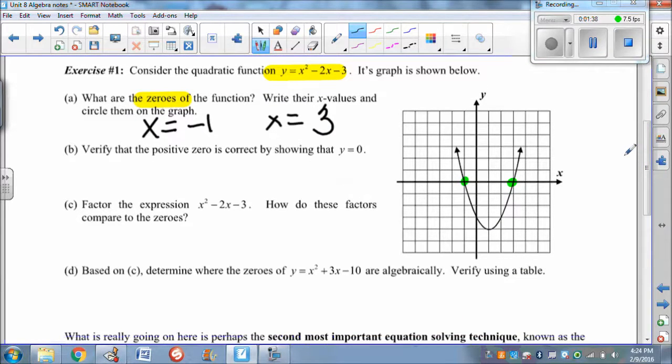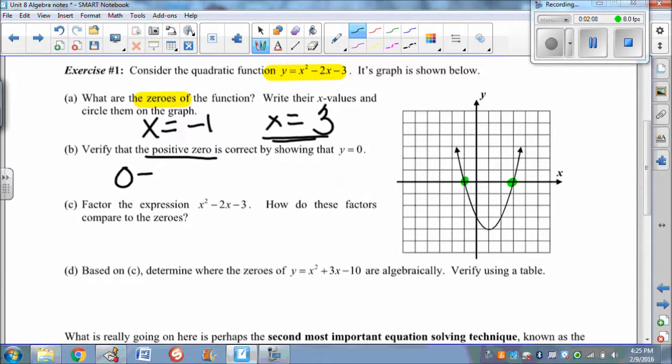So you want to sit and think, okay, eventually we're going to get to where those zeros come into this equation that we graphed. It says, verify that the positive zero, meaning this one, because this is a -1, is correct by showing that y is equal to 0. That's all we're doing. It says, show that that is correct, that y is equal to 0.